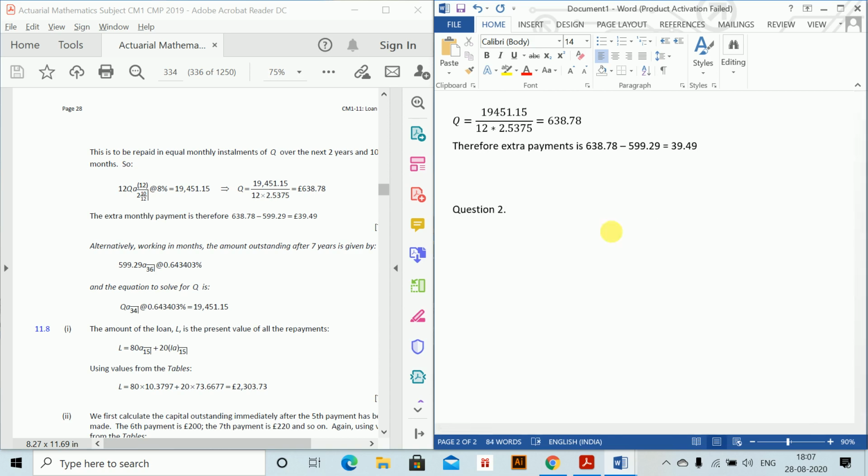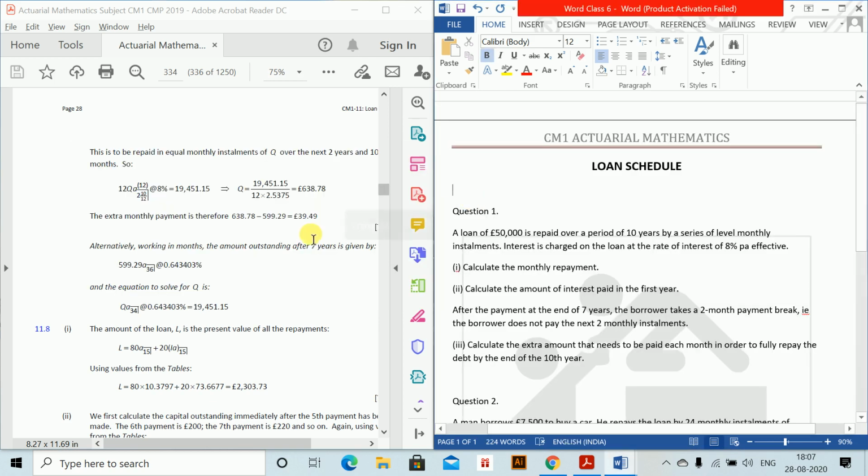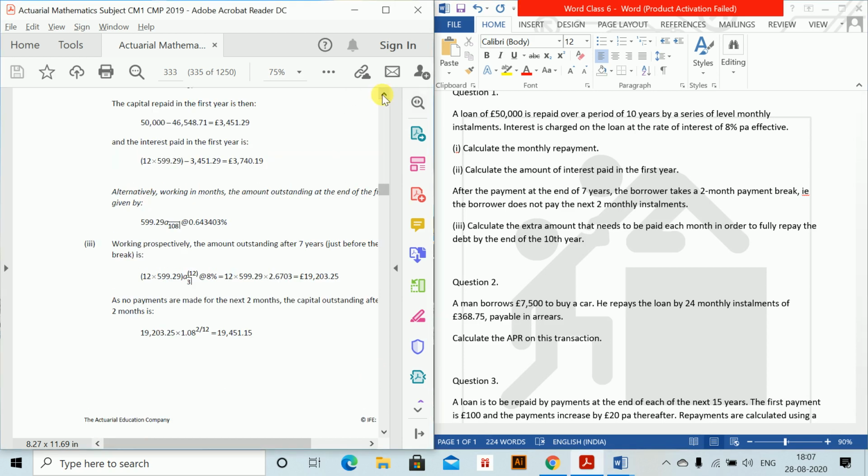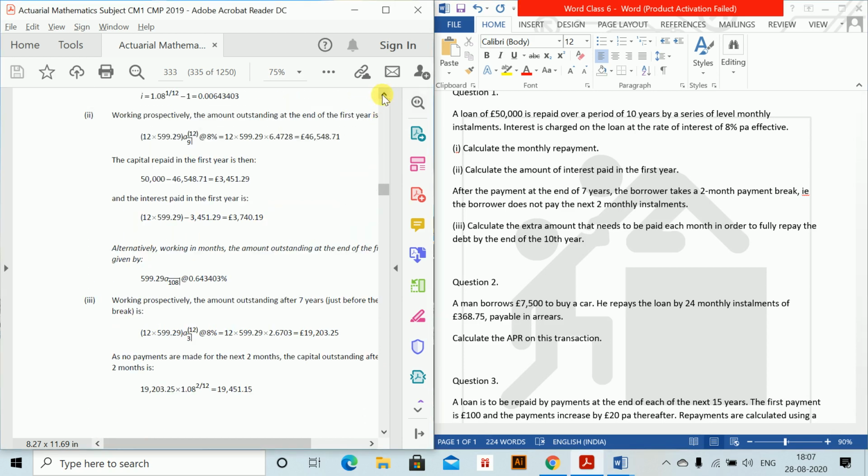Coming down to second sum, we have a man who borrows 7,500 to buy a car. He repays the loan by 24 monthly installments of 368.75 payable in arrears. Calculate the APR on this transaction. So we need to calculate the APR on this transaction.